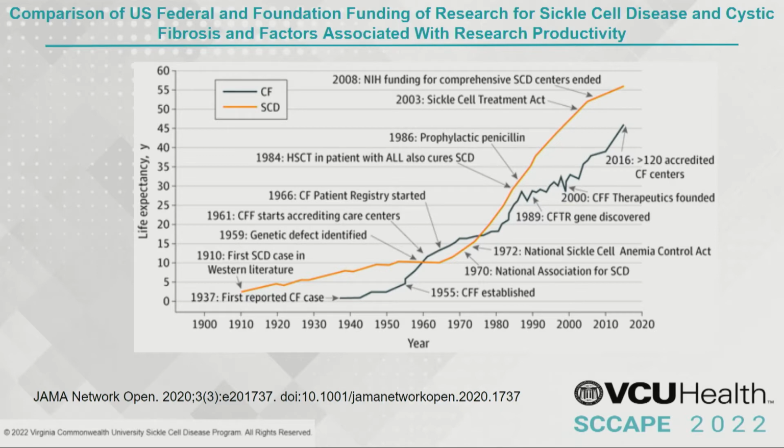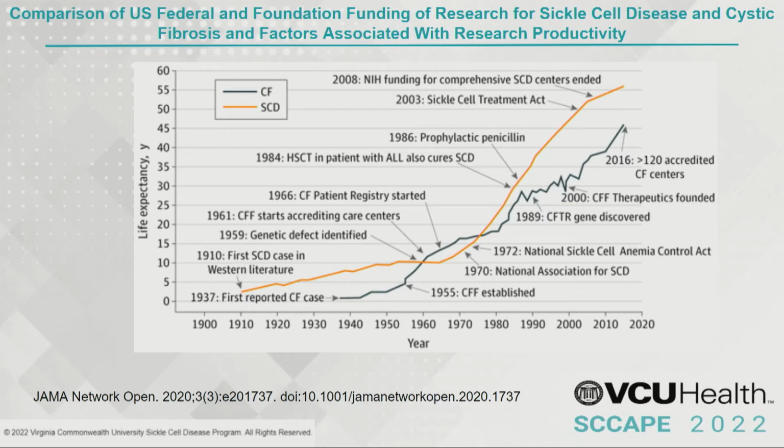Cystic fibrosis is a condition that primarily affects Caucasians in America. I think that's the blue line, and you can see sickle cell disease is the yellow or orange line. What you immediately see is that sickle cell disease was seen as a clinical manifestation by doctors much earlier compared to cystic fibrosis. The genetics of sickle cell disease was also understood much sooner than cystic fibrosis.